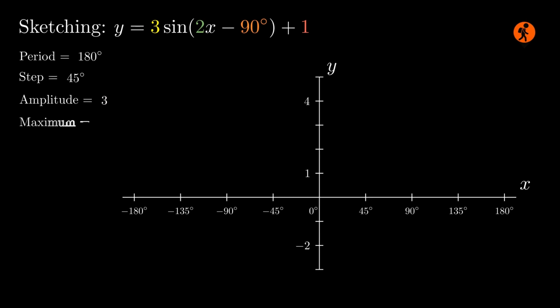For the maximum, we take our vertical shift of 1 and add our amplitude of 3, reaching a maximum height of 4. For the minimum, we take that same 1 and subtract 3, dropping our graph to a low of -2. This means our baseline is y equals 1. I want to emphasize this. When sketching, think of this baseline as your new temporary x-axis. It is the center of gravity for your entire graph.